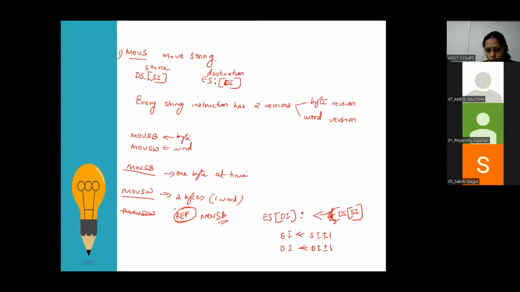Okay, and how many times will this happen? It is REP. REP is the short form for repeat. How many times will it get repeated? As many times as the value in the CX register. So this repeat prefix works based on the value of the CX register. Now you tell me, why did I write plus or minus 1? Why did I write it as plus or minus 1?